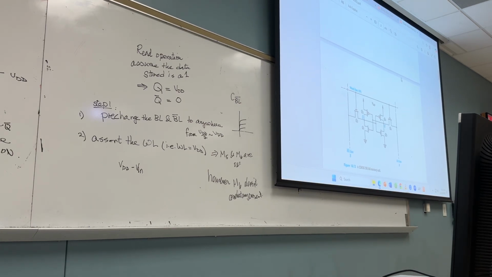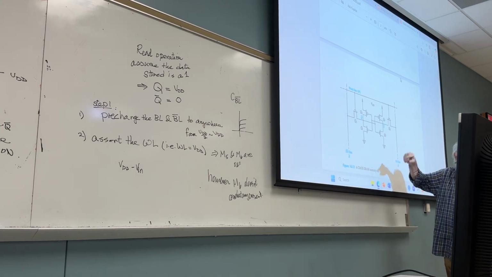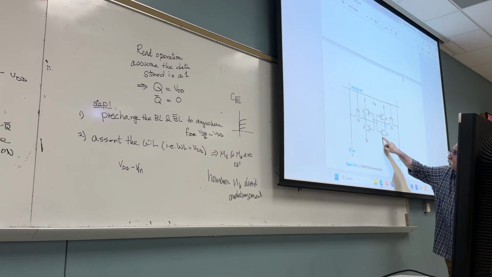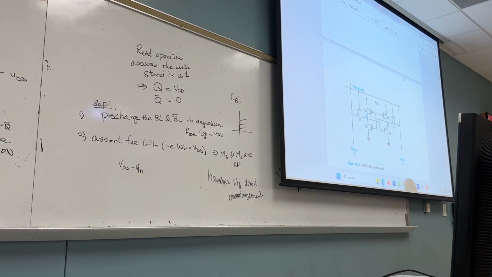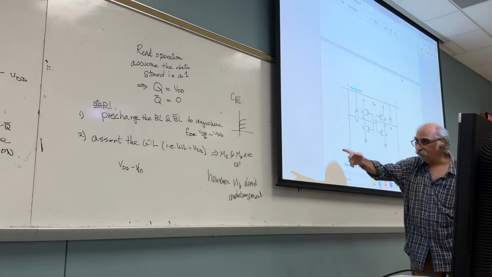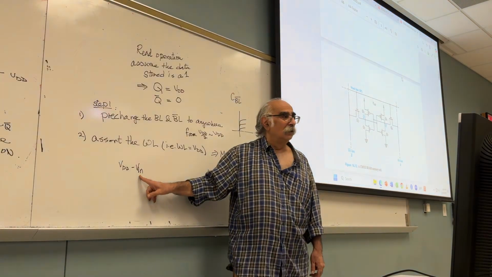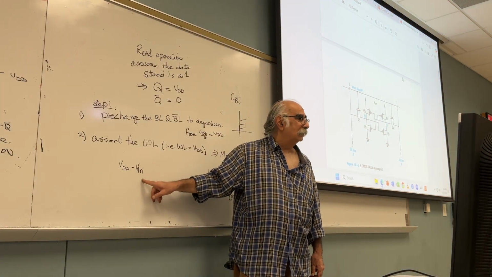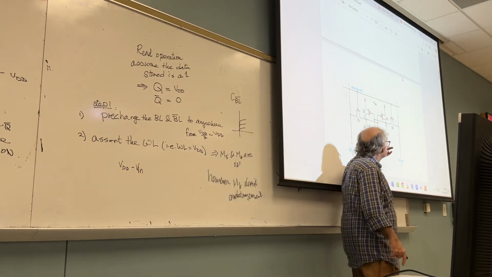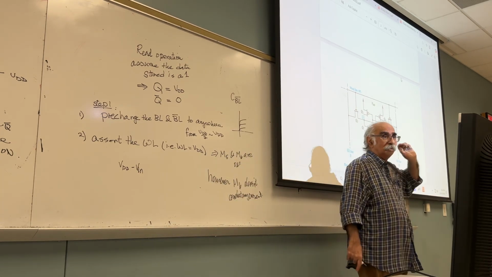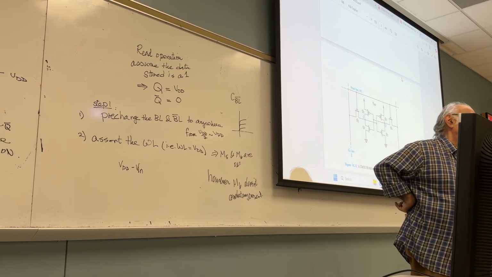No, I don't want to create a channel here. Which means the voltage between the gate and the source has to be less than what? VT, sorry, I said VT. By the way, is there a body effect here? No. Why? The body is what? Grounded. Did you get it or not? Yes or no? Okay.